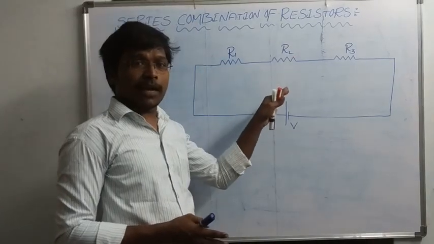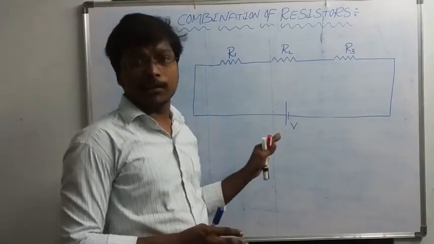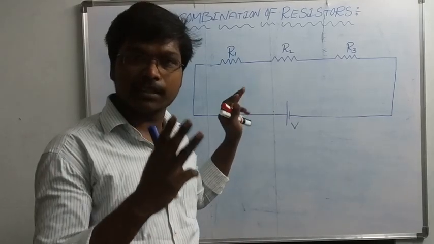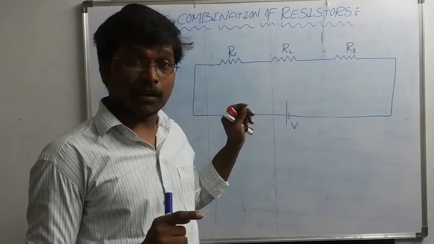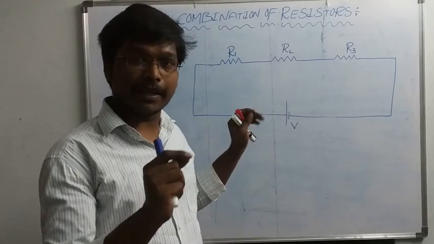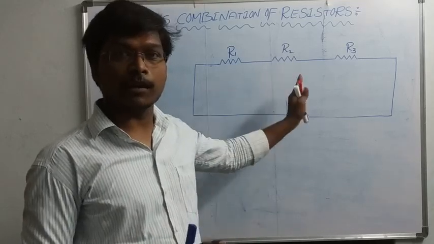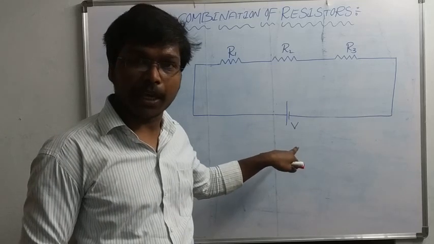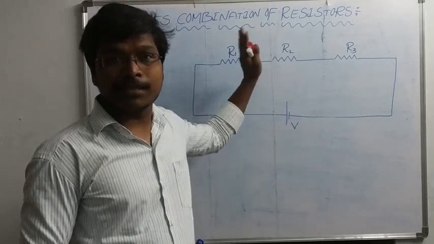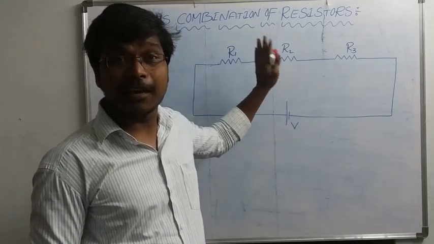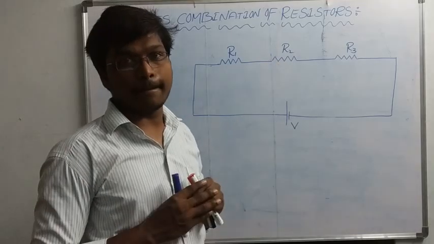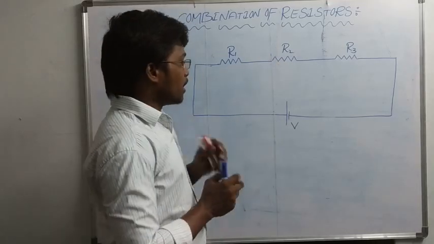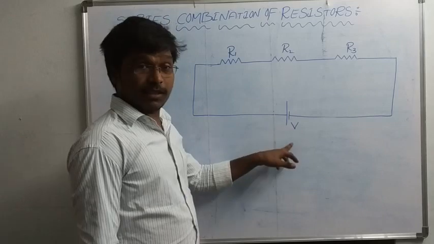So what is the explanation about the diagram? Let us consider an electrical circuit that has 3 resistors and 1 battery. The resistances of the resistors are R1, R2, R3, and the voltage of the battery is V. These 3 resistors are connected in a series format. Now this is the battery.